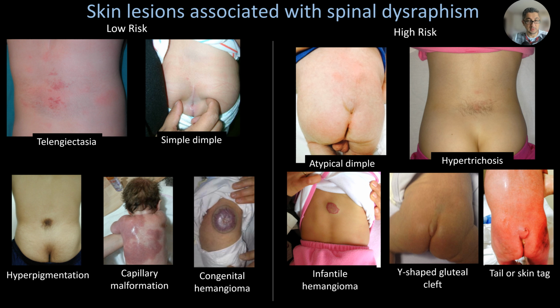There are many skin lesions associated with spinal dysraphism. Some of these are low risk, some of them are high risk. The low risks are telangiectasia, simple dimple, hyperpigmentation, capillary malformation, and congenital hemangioma, while the high risks are atypical dimple, which I will explain later, what is simple and what is atypical, then hypertrichosis, infantile hemangioma, Y-shaped gluteal cleft, and a tail or a skin tag.